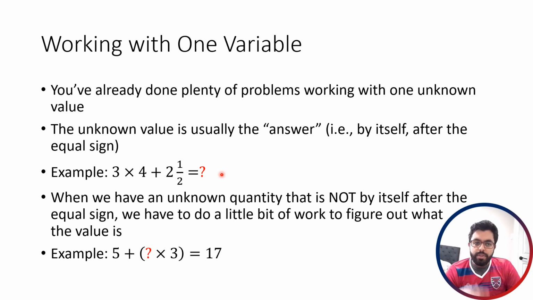The thing that changes with these algebra problems is that you still only have that one unknown number. It's just not all by itself on one side of the equal sign. So that's what I'm referring to when I say answer here, it's just that one number that's by itself all alone on one side of the equal sign.